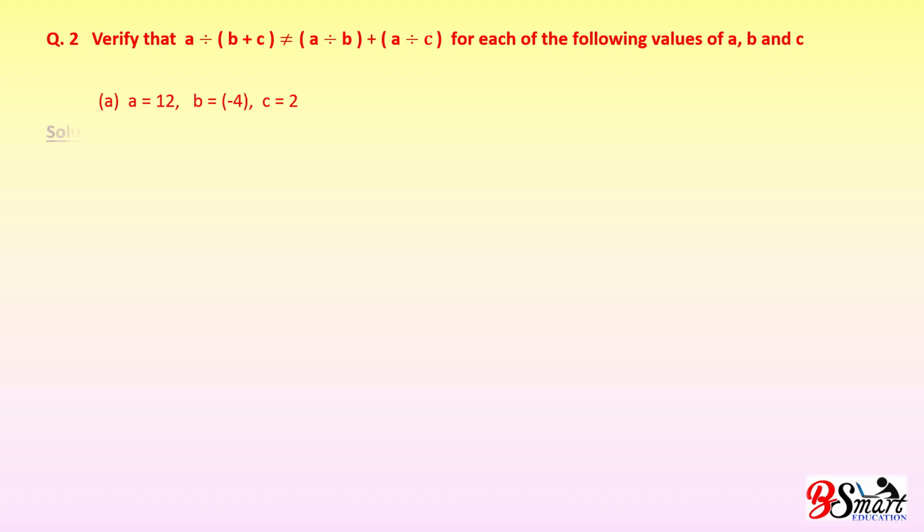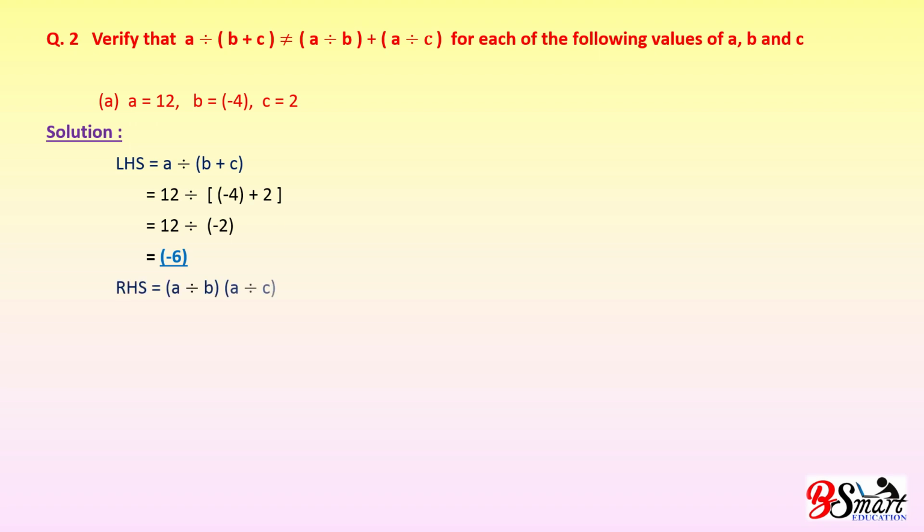Question number 2. Verify that A divided by (B plus C) is not equal to (A divided by B) plus (A divided by C) for each of the following values of A, B and C. First one: A equals 12, B equals minus 4 and C equals 2. LHS equals A divided by (B plus C). A means 12, B means minus 4 and C means plus 2. So 12 we will put as it is, minus 4 plus 2, minus 2 we will write. Now 2 sixes are 12, minus plus minus 6, that is the answer.